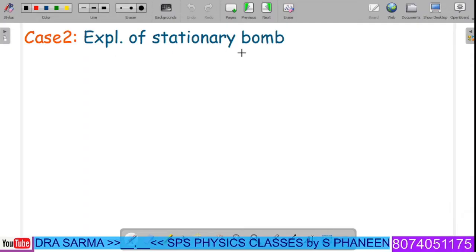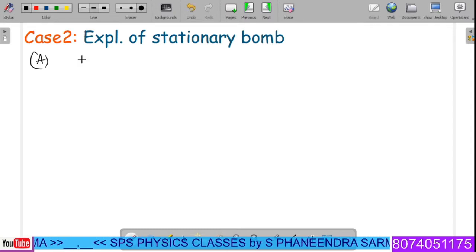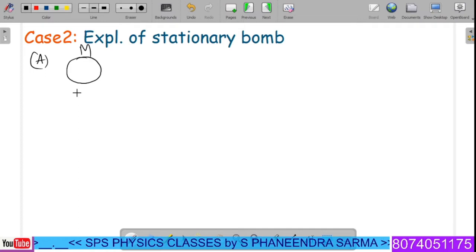Explosion of a stationary bomb. Here again, two sub cases are there. Let us see one by one. In case A, this is the stationary bomb. The initial mass of the bomb is M, which is stationary, meaning the initial velocity is equal to 0. Now it is divided into two parts.